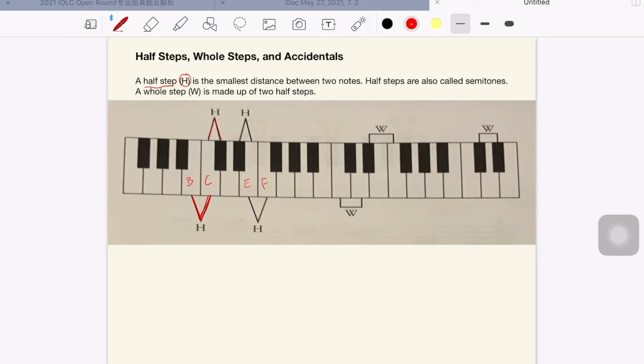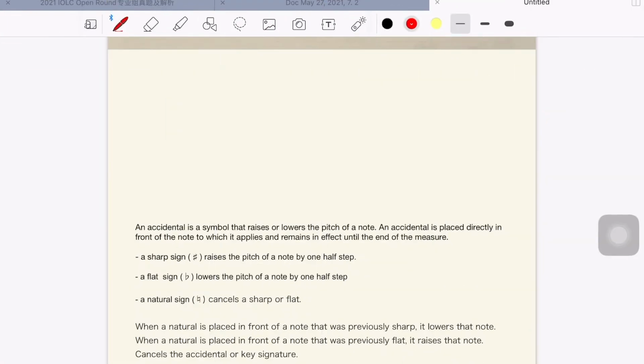And the next definition, it's a whole step, which is written as W, and it is made up of two half steps. So for example here, this is one half step and this is two half steps. Therefore, between C and D, it's a whole step. Now we can move on to accidentals.